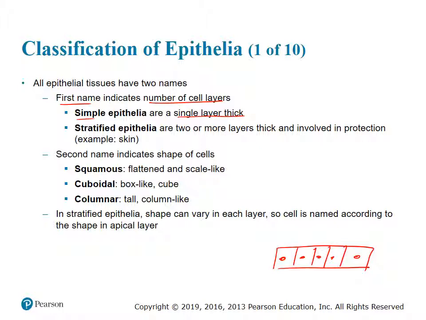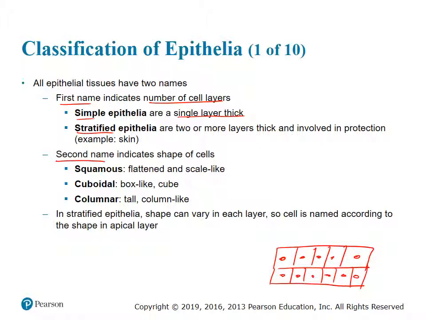Now, if you're stratified, it's 2 or more layers. So let's say on top and bottom, we've got another layer down here. And that would be a stratified layer. There's 2 layers of epithelial tissue. Or more, obviously. There's 4 or 5, and you'll see that. For example, in skin, you'll see there's upwards of 30 layers, right? Of the very top layer of epithelial tissue. So that's the first name.